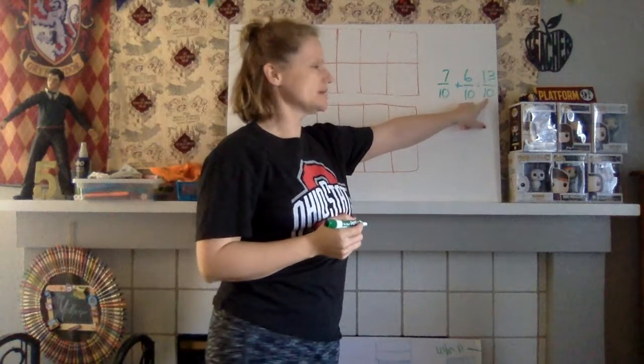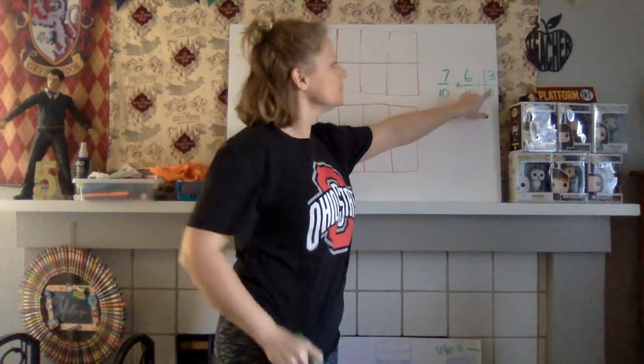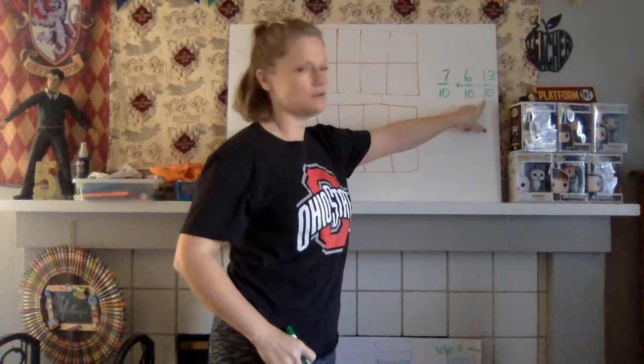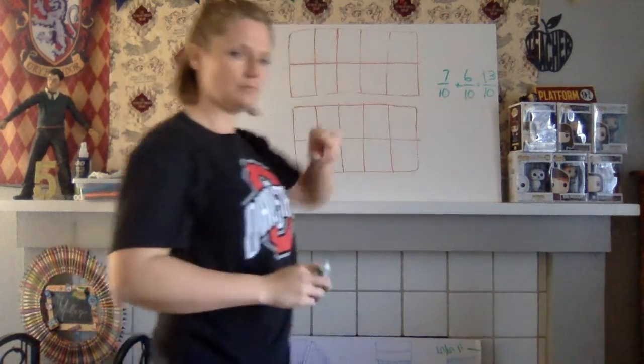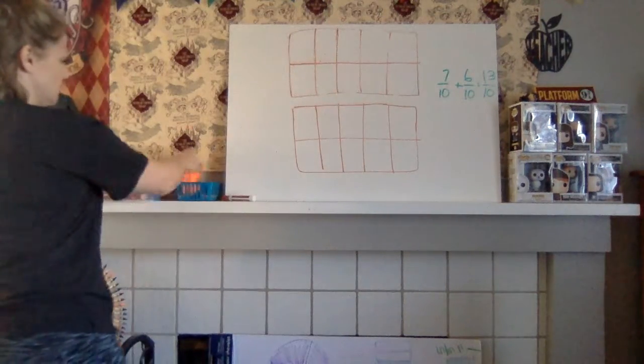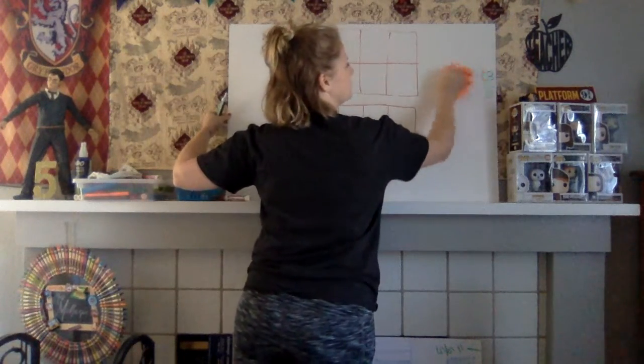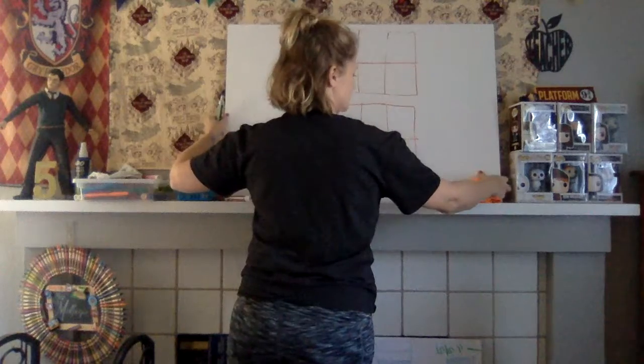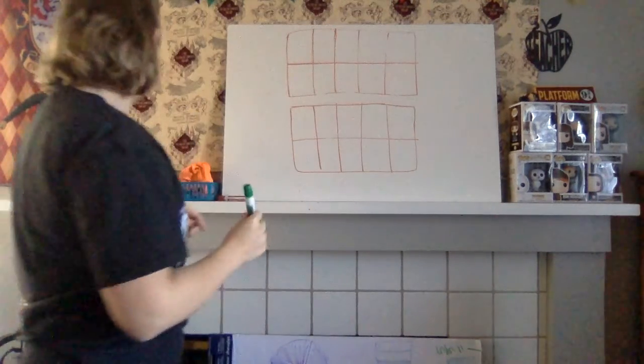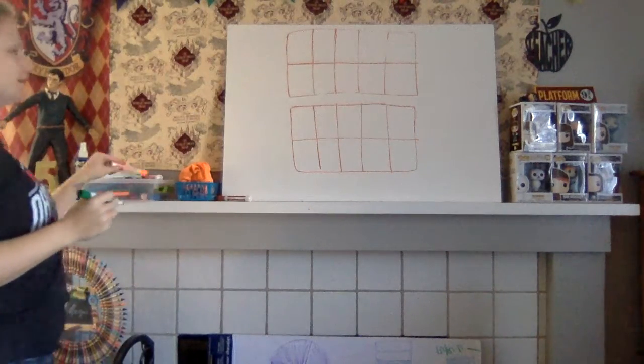13/10 is an improper fraction, and what that means is that your numerator is a bigger number than your denominator. Okay, now I'm going to go through and show you a model, because I want to show you how you would turn that improper fraction into a mixed number. A mixed number is a fraction and a whole number.